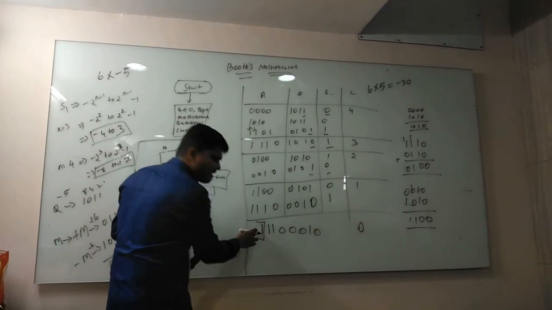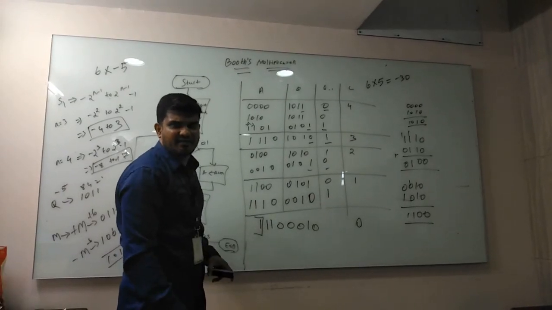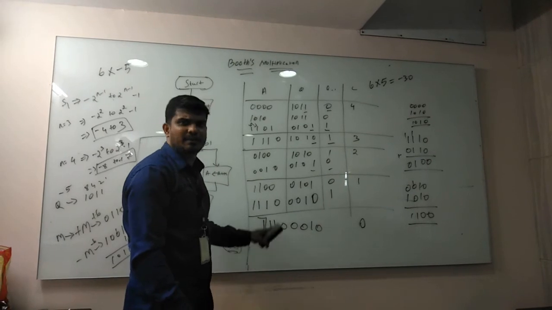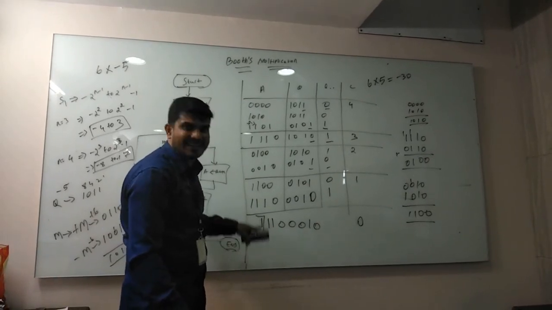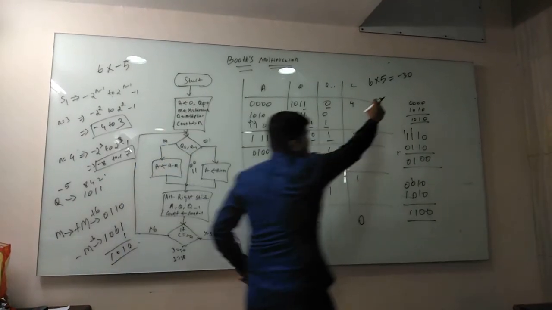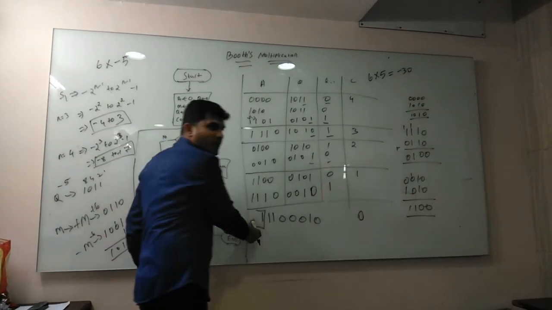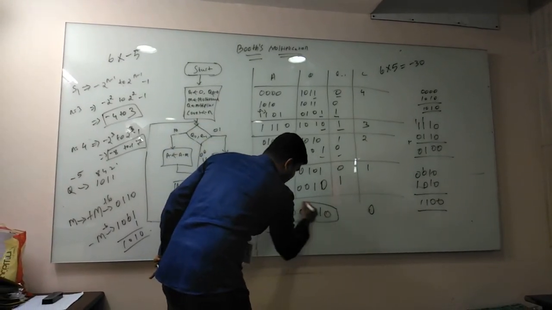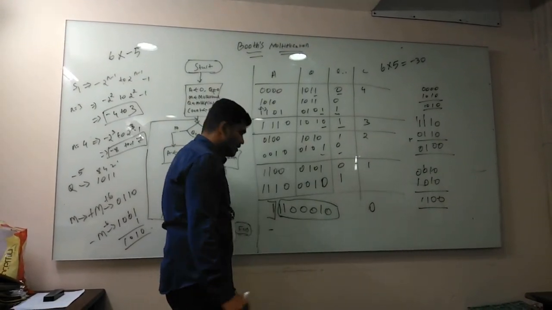The first number will indicate the sign, whether it is a positive number or a negative number. If it is 0, it is a positive number. If it's 1, it is a negative number. So in this case, it's a negative number. So we are expecting minus and it is 1. So perfect. Now, for the rest of the number, we take 2's complement.